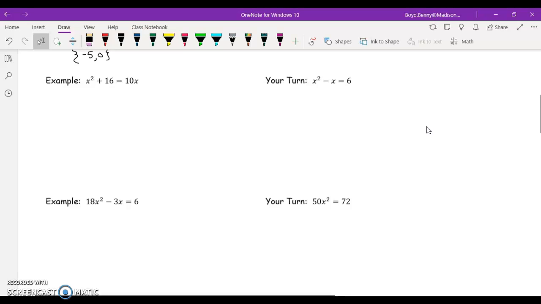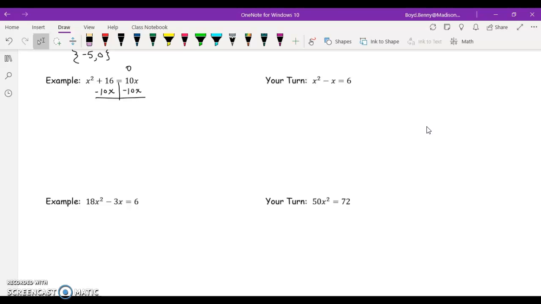All right, example number 2. Notice this is not set equal to 0. I want 0 on the right-hand side. So to get 0 on the right-hand side, I would need to subtract 10x. Well, if I'm going to do that, I've got to subtract 10x from the left-hand side. Remember, this is called the subtraction property of equality.